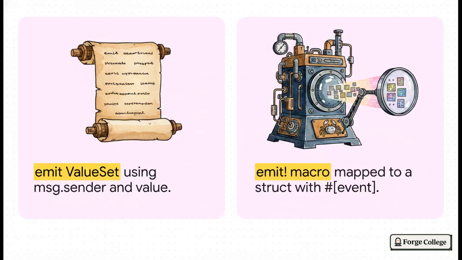And we see the exact same philosophy with events. In Solidity, you might just hastily write emit ValueSet and toss in msg.sender and a value. But in Anchor, we use the emit! macro, and we pass in a struct that's been specifically decorated with the event macro. The Anchor runtime takes that, formats the program log beautifully, and prepares it for off-chain clients to decode. That is how you achieve true event parity between the networks.